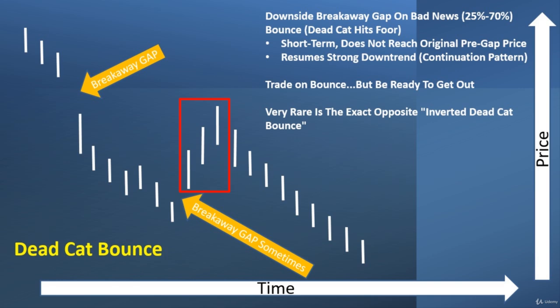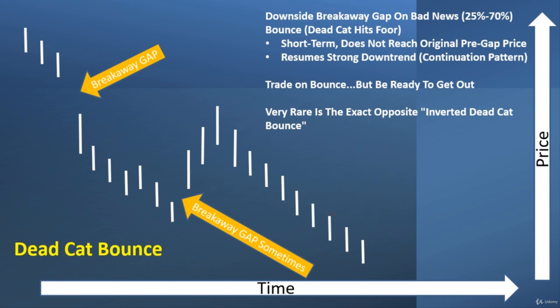You trade on that, a short-term trade, but you're ready to get out, especially as it starts approaching that first breakaway gap to the downside or approaches the last low in the previous downtrend. You want to get out and take your profits, because what's going to happen with a dead cat bounce is it's going to reverse. This temporary bounce, this temporary reversal, is going to go back to the original downtrend. So be ready to get back out.